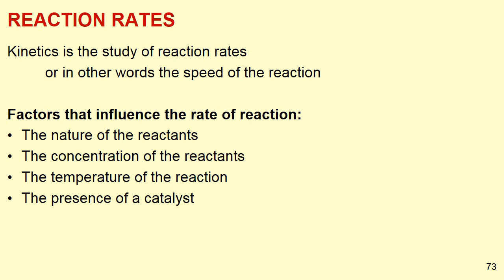So a slow versus fast reaction, that is the rate of the reaction. The study of reaction rates is called kinetics. And so what are things that influence the rate of the reaction? So we know already how reactions occur. We know how they're exothermic or endothermic. But why do some reactions go really fast and others go really slow?